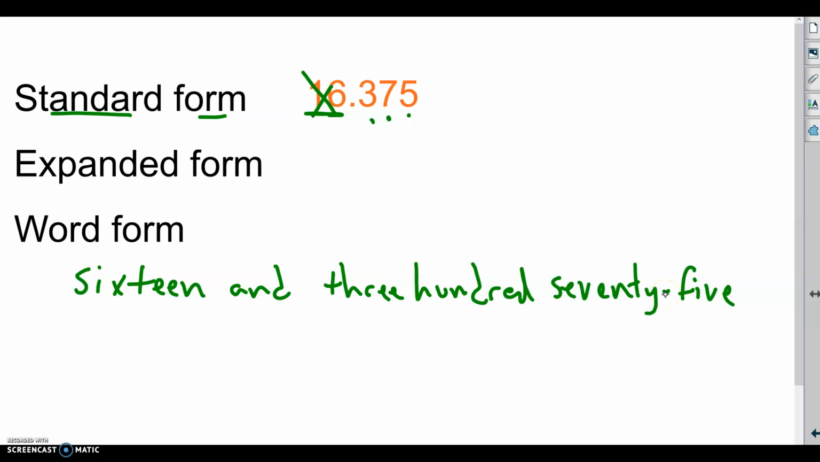Now this is where a lot of you stop. You've got to tell what place that 5's in. Tenths, hundredths, thousandths. So you write the word thousandths. All right, so that's the word form. You're just writing down how you would say the number. I think that's pretty easy.